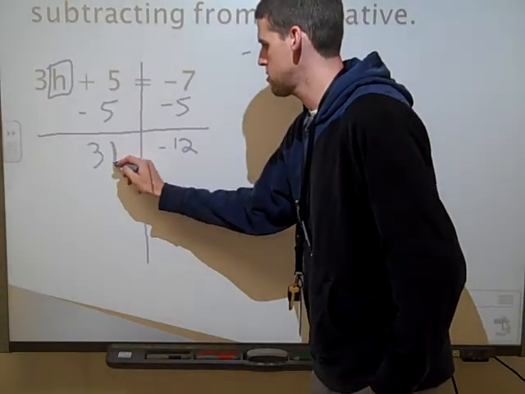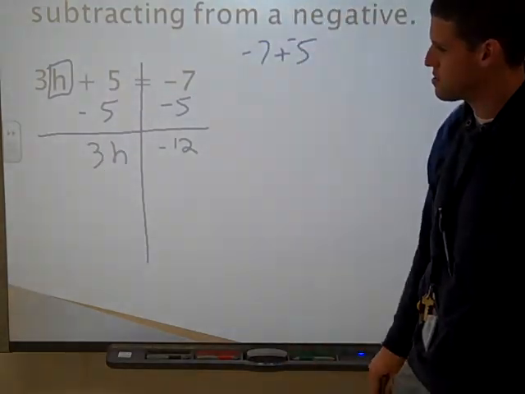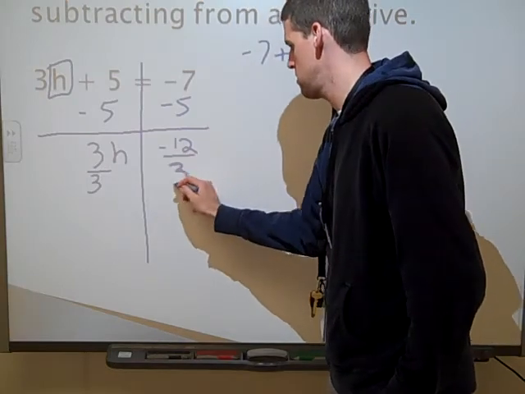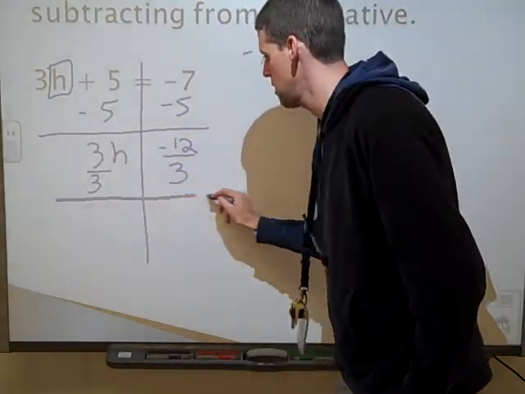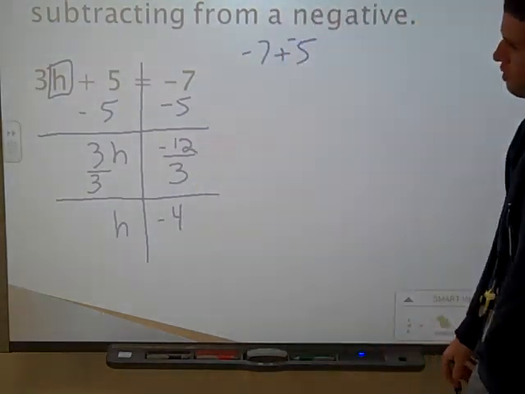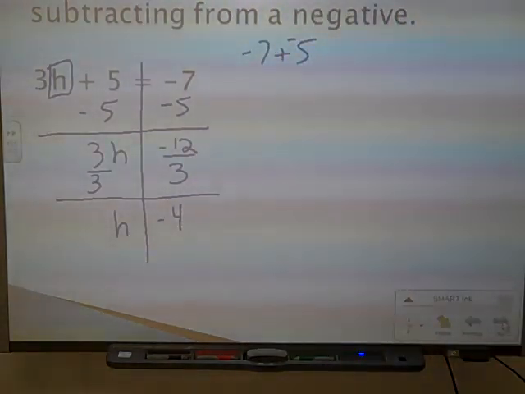Bring down my 3h. I now have a multiplication, so I need to do the opposite. So I'm going to divide by 3 to get rid of it. Go ahead and do it to both sides. And I get h equals negative 4, because negative 12 divided by 3 is negative 4.